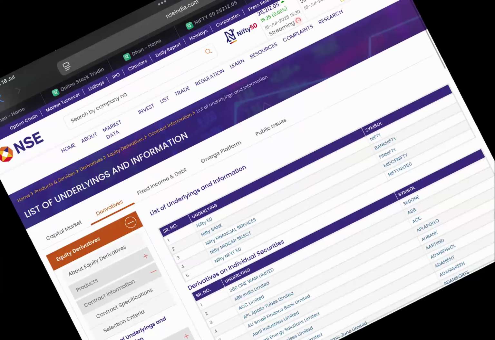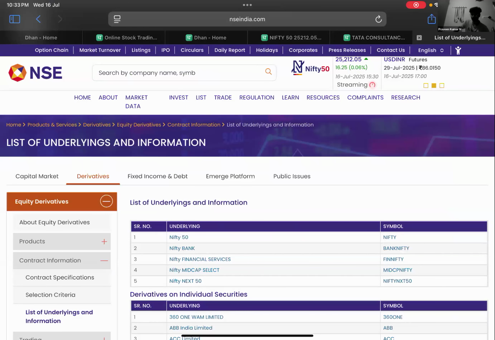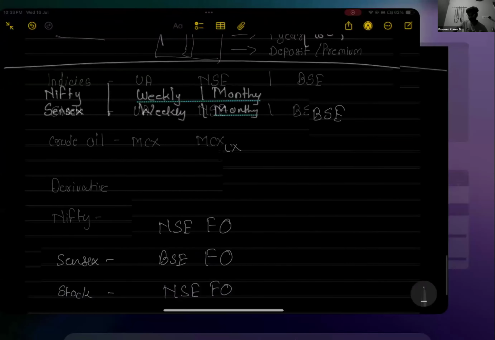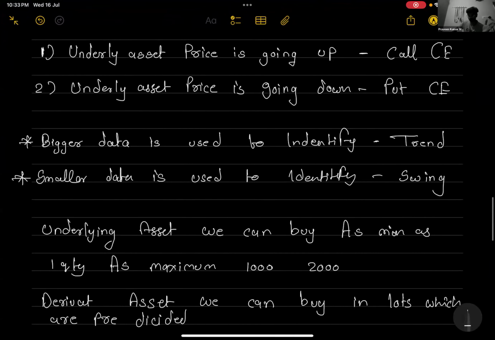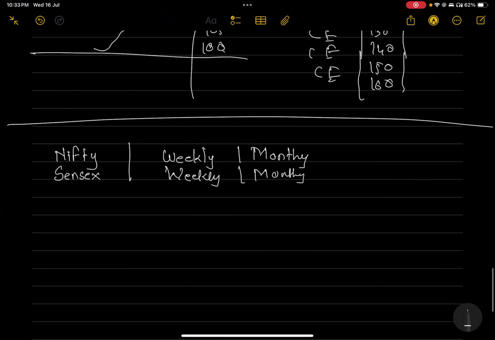Is it like on the days of public holidays, the Sensex expiry will get preponed to Monday and Nifty will get preponed to Wednesday? Right. Again, understand, if there's a holiday on Monday and Tuesday, that expiry will shift to the Friday. Friday as in preponed or postponed? Preponed.